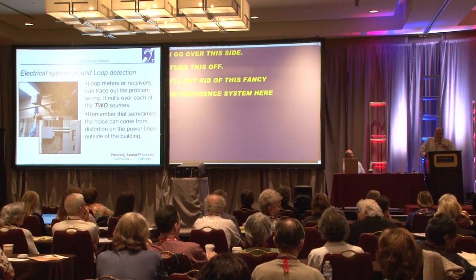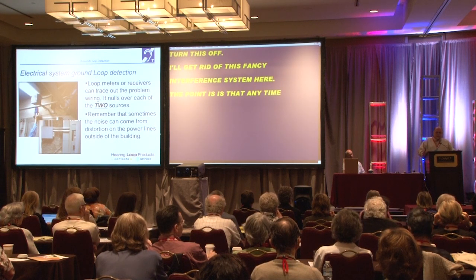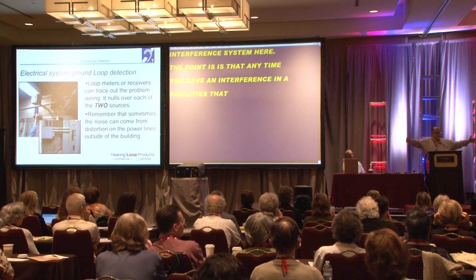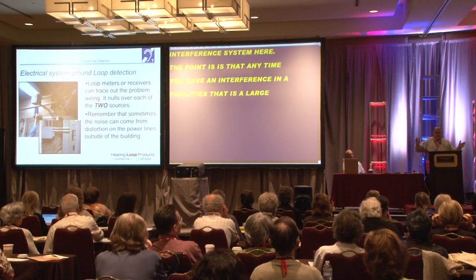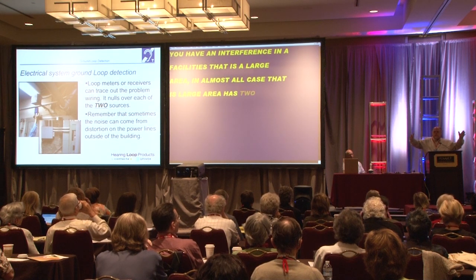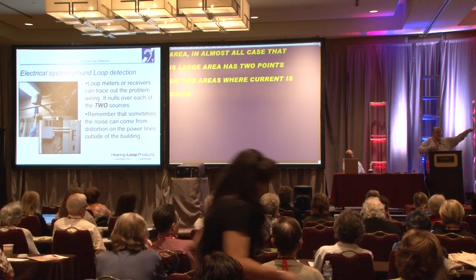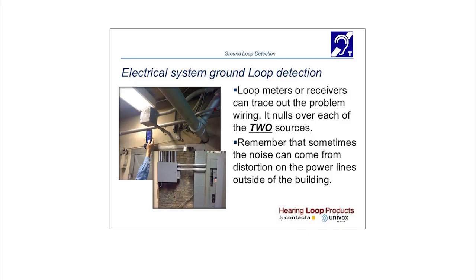The point is that anytime you have an interference in a facility that's a large area, in almost all cases, that large area has 2 points or 2 areas where more current is going out one way and returning another path. If you look in the picture on my slides, we're actually using a meter to go up, and we found one conduit and it nulled right over it. About 15 feet over in that facility, we found the other conduit.